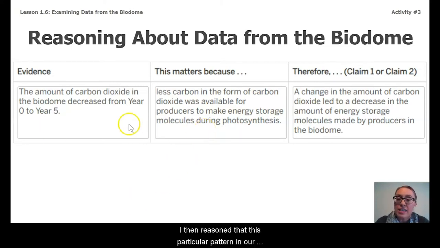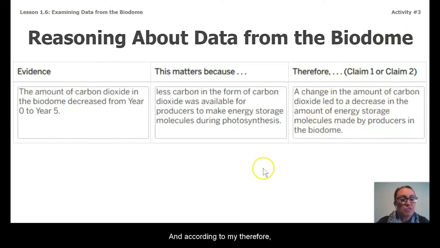I then reasoned that this particular pattern in our graph mattered because less carbon in the form of carbon dioxide was available for producers to make energy storage molecules during photosynthesis. And I, right here, referred back to one of those key ideas, those key concepts that we recorded earlier in the lesson today about how if I have less carbon from carbon dioxide, then I'm gonna get less energy storage molecules from photosynthesis. And then I said in my therefore column that therefore a change in the amount of carbon dioxide led to a decrease in the amount of energy storage molecules made by the producers in the biodome.